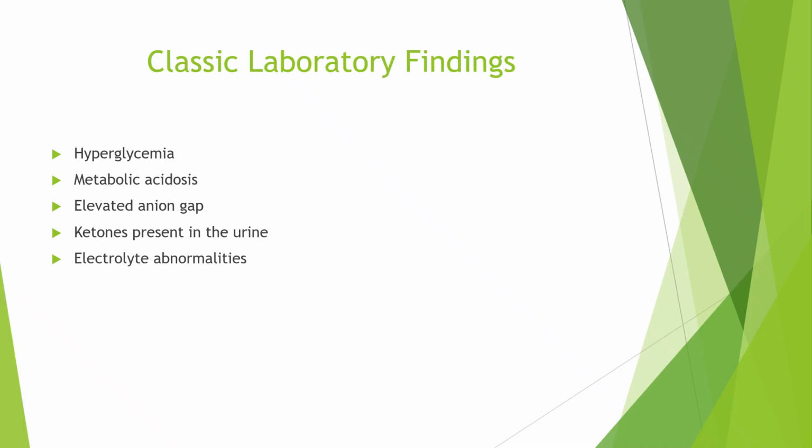Some of the classic laboratory findings, to reiterate, are hyperglycemia, metabolic acidosis, elevated anion gap, ketones present in the urine, electrolyte abnormalities, and, going along with the ketoacidosis, you'd have an increased lactic acid as well. Some of the differences between DKA and HHS: hyperglycemia is usually greater than 250 in DKA, whereas in HHS it is greater than 600. And potassium is something that you need to keep an eye on when you go to initiate your insulin drip as well.